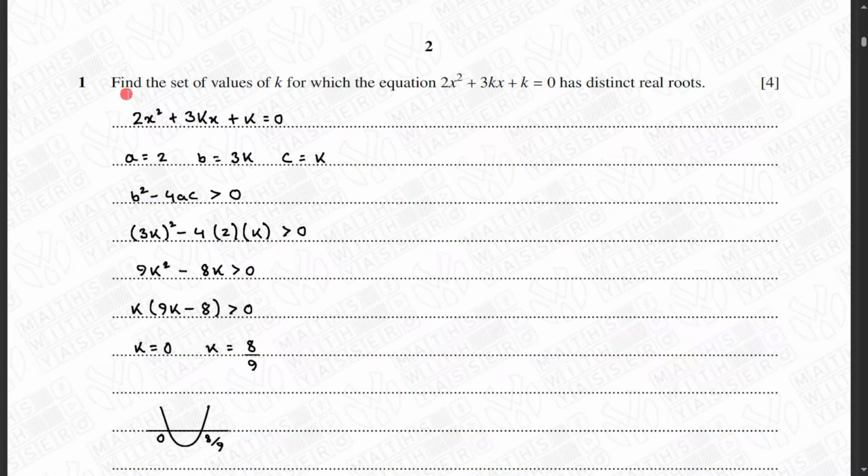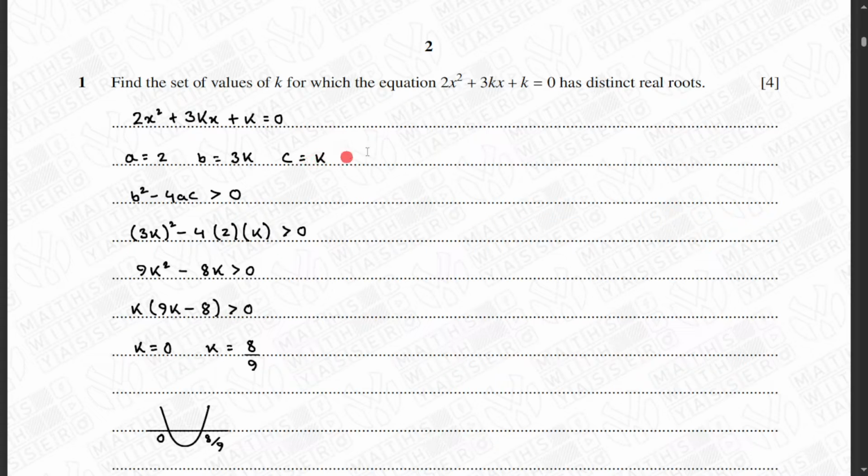Question number 1. Find the set of values of k for which the equation 2x squared plus 3kx plus k equals 0 has distinct real roots. So this is the equation. If you compare this equation with ax squared plus bx plus c, a will be 2, b will be 3k, and c will be k.